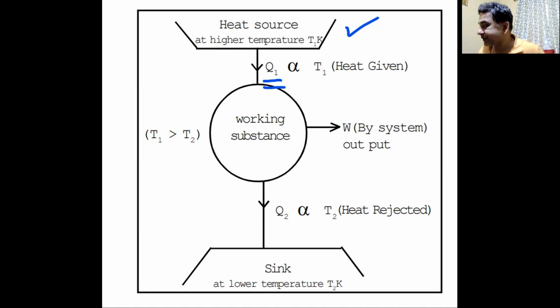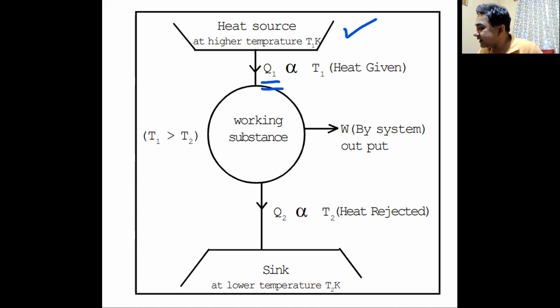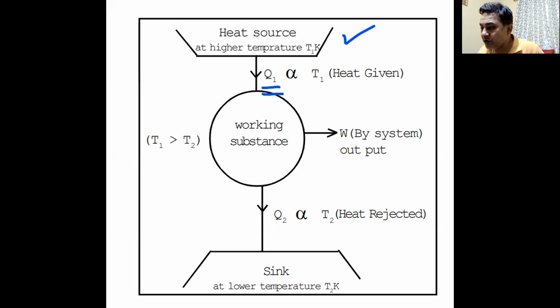Right? So please write. I hope you can see that this heat engine has a heat source which gives it Q1 amount of heat, and this is at a temperature T1. I hope you have noted this down. It gives Q1 amount of heat at temperature T1.